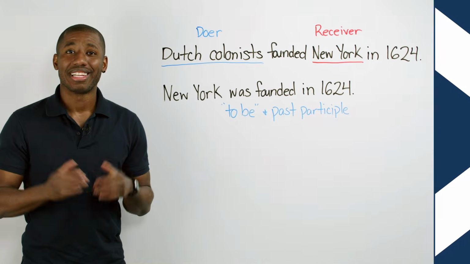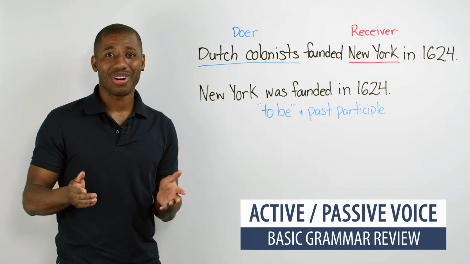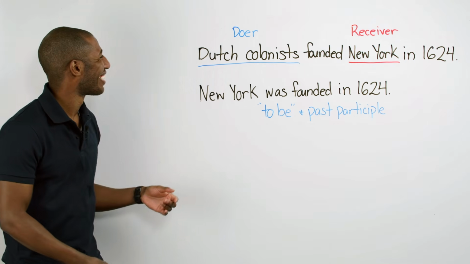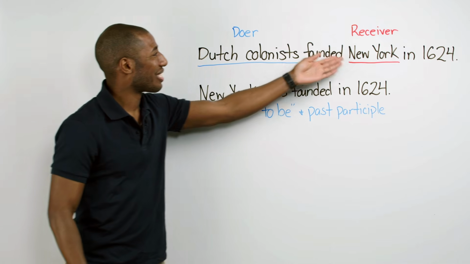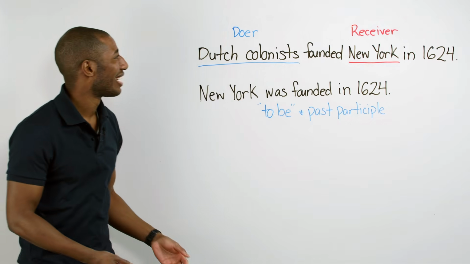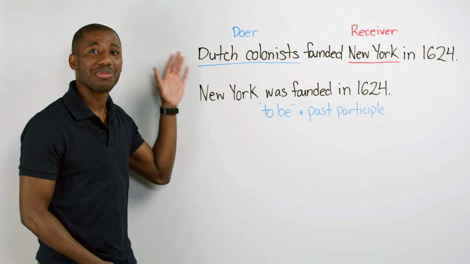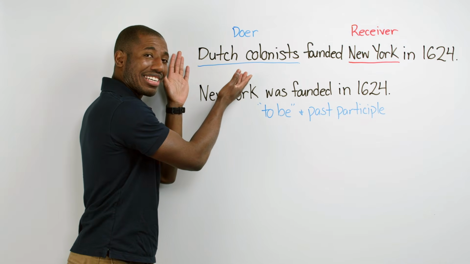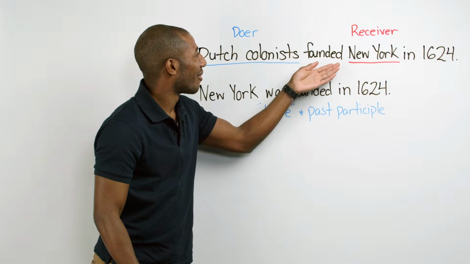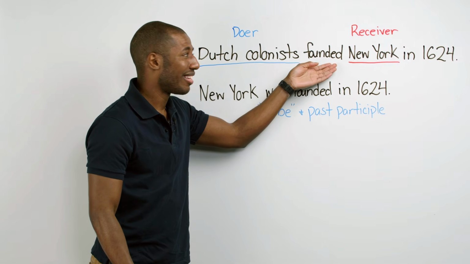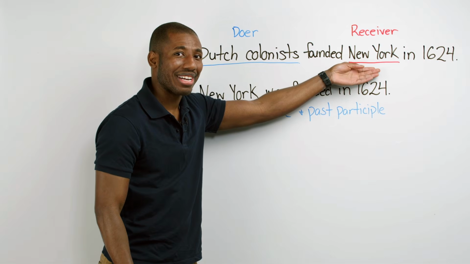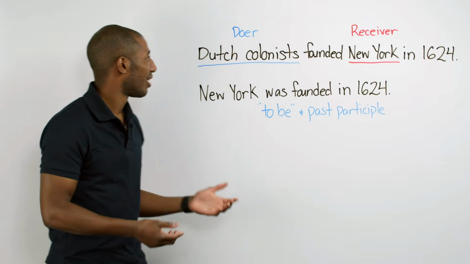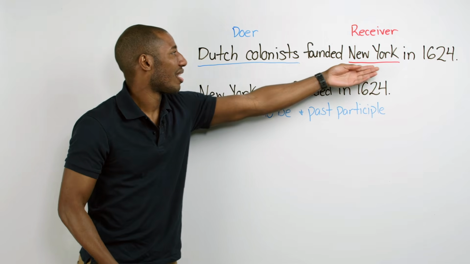Let's get to it. Let's review the basic grammar for the active and passive voice. We have a lovely sentence here. Dutch colonists founded New York in 1624. This is an example of a sentence that is written in the active voice. We have our doer, the Dutch colonist. We have our action, founded, as well as our receiver, New York. See, active sentences follow the subject-verb-object pattern. Again, our subject, our verb, and our object.